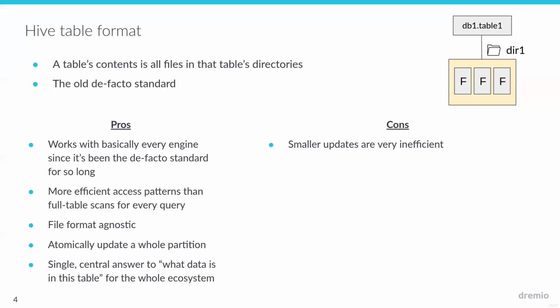But because we're looking at the data set as a directory of files instead of a canonical list of files, smaller updates were a little bit harder to do. Okay, you want to update just one record in a particular partition, you're pretty much doing a rewrite of the partition under the hood. So that could end up being really inefficient and really time consuming.